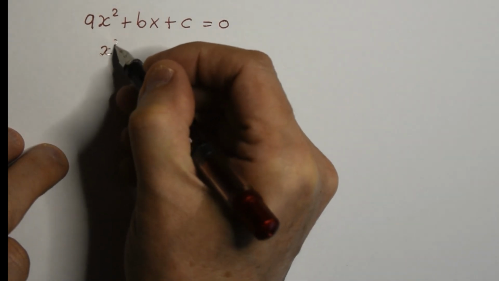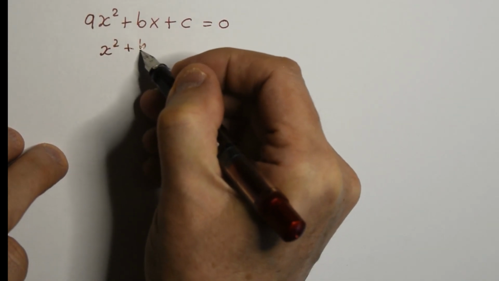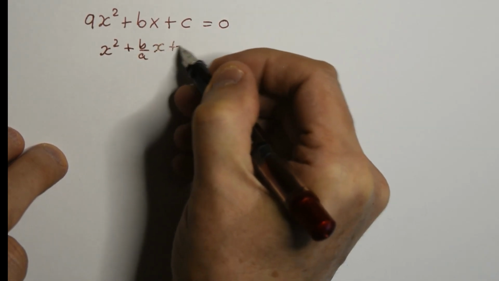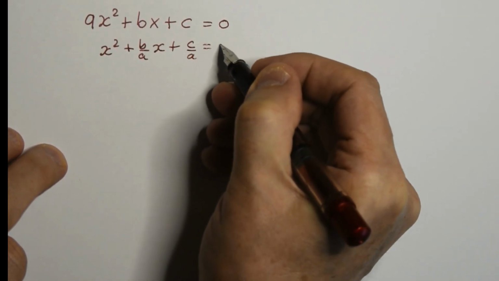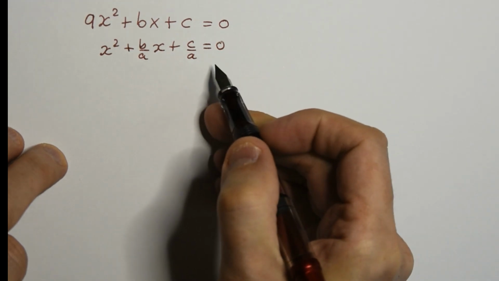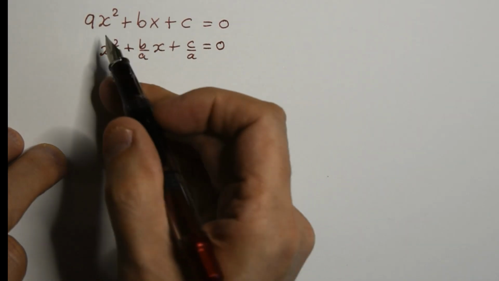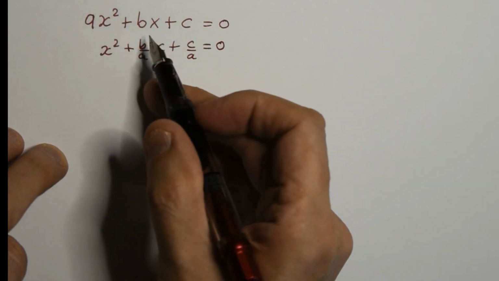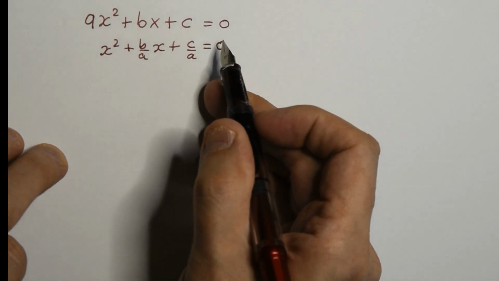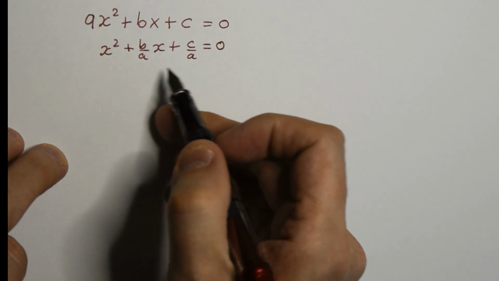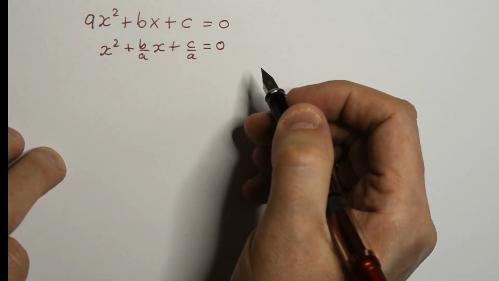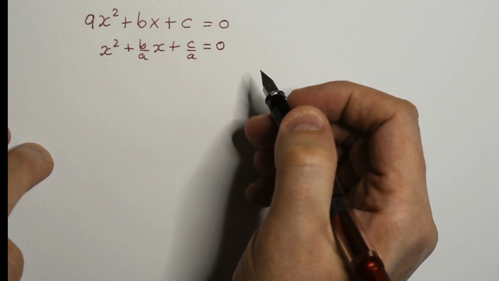So we get x squared plus b over a x plus c over a. And by the way, this is allowed because a is assumed not to be 0. Because if it is 0, you essentially have a linear equation instead of a quadratic equation. So a is non-zero by definition.